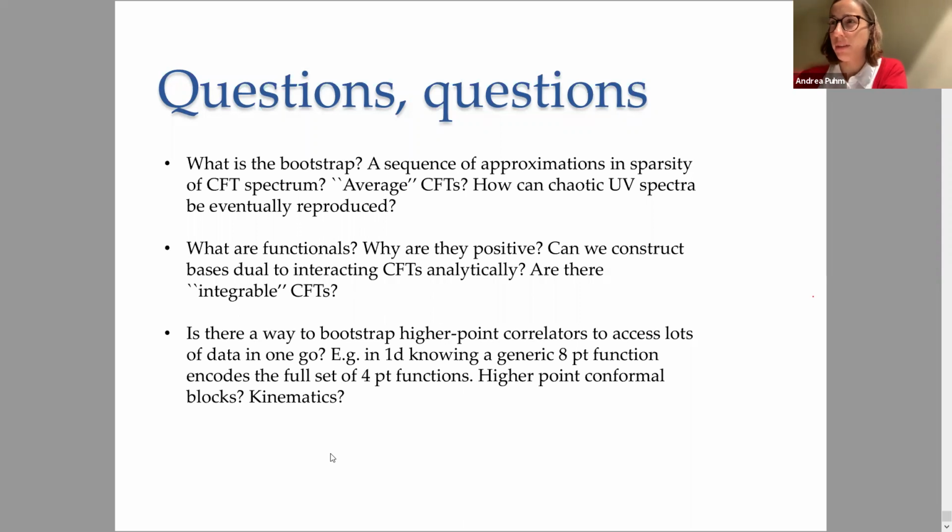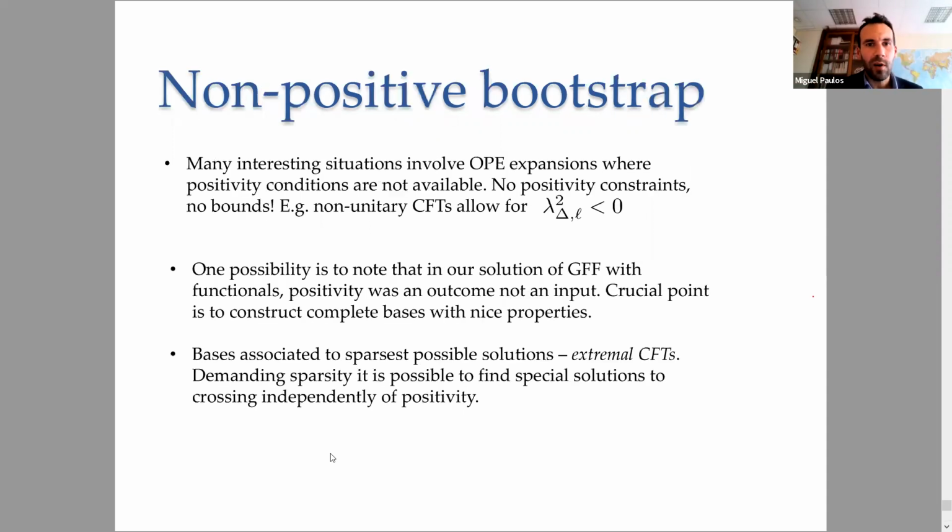So maybe while people are thinking about their questions, you had a slide that you skipped about sparsity and some of the stuff that we already discussed in the beginning of your talk. Can you maybe... Yes. I'm not sure if it will be super enlightening, but when we checked that the GFF was a solution, positivity didn't play a role, right? We just acted with the functionals on the crossing equation, and we found what the OPE coefficients were. And maybe they're positive, maybe they're negative, but it doesn't matter.